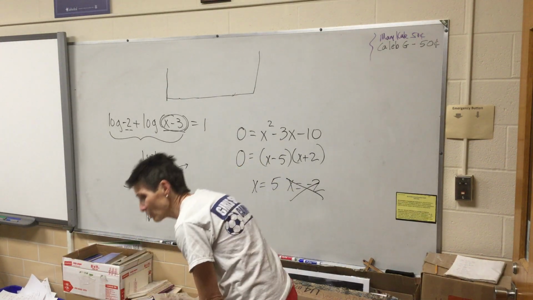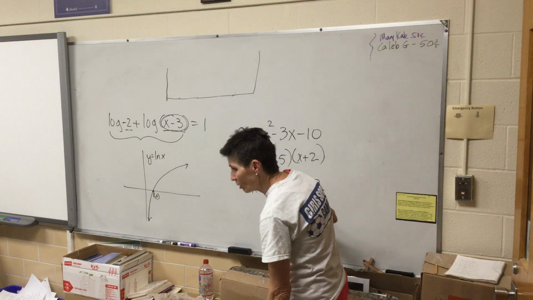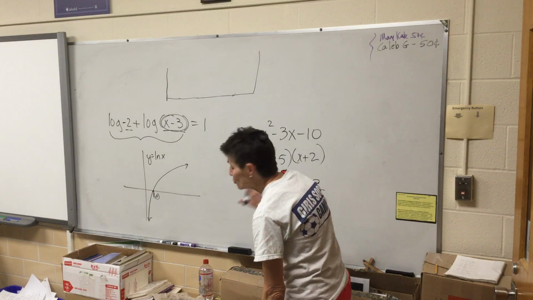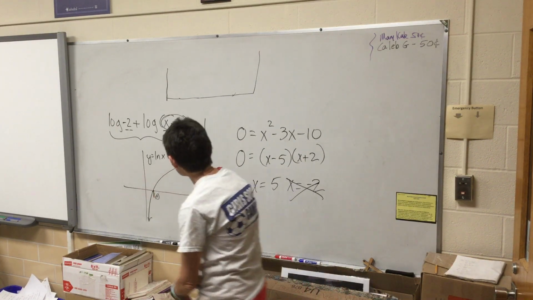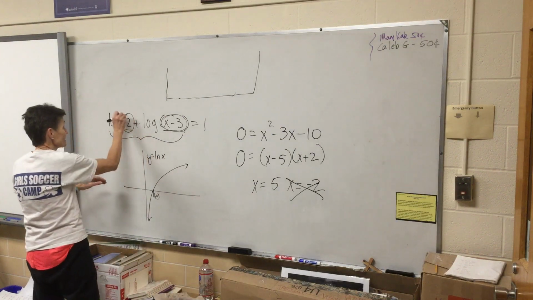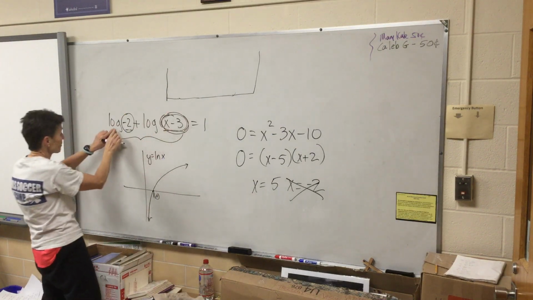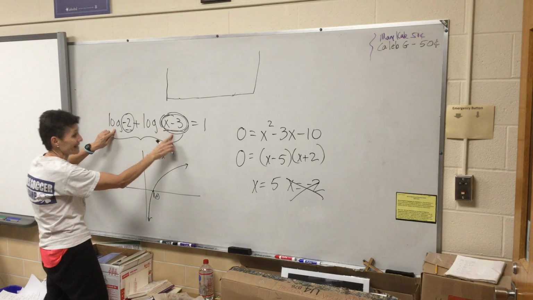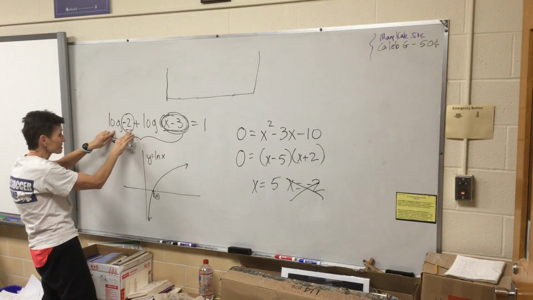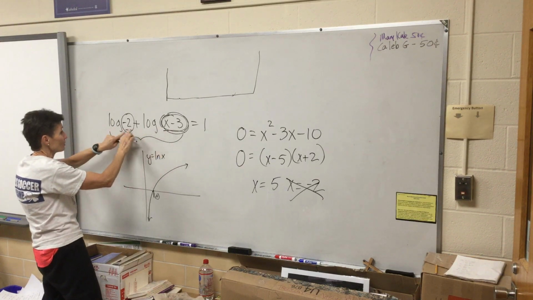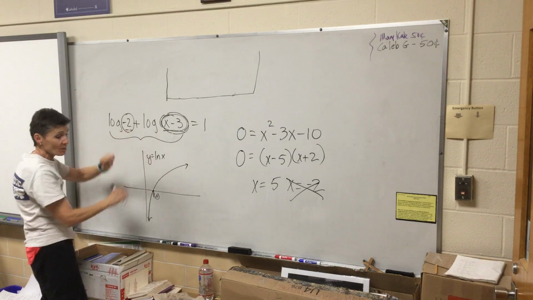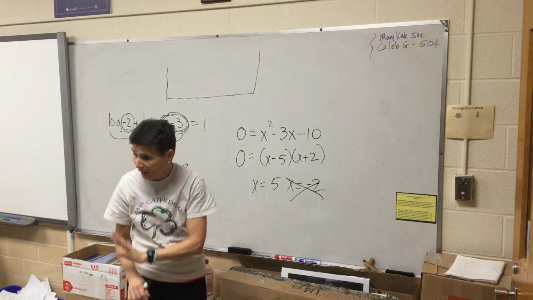So make sure that when you're solving a logarithmic equation, you double check that this position and this position, the things that you are logging, log this plus log this, in this case, the two things that we're logging must be positive.